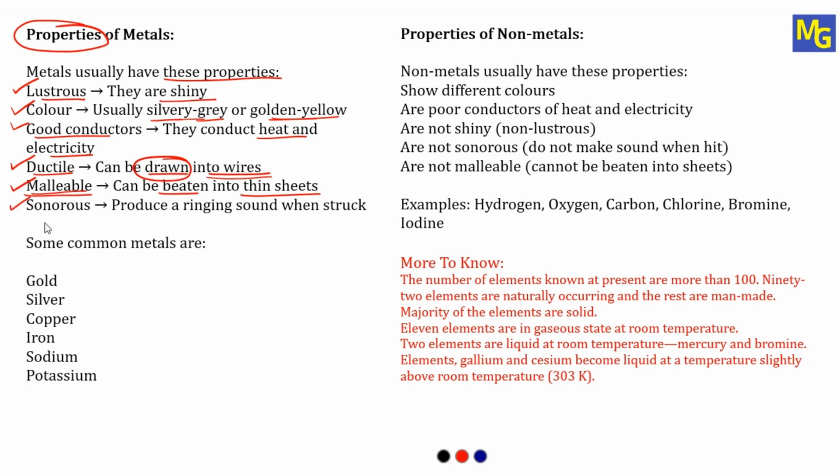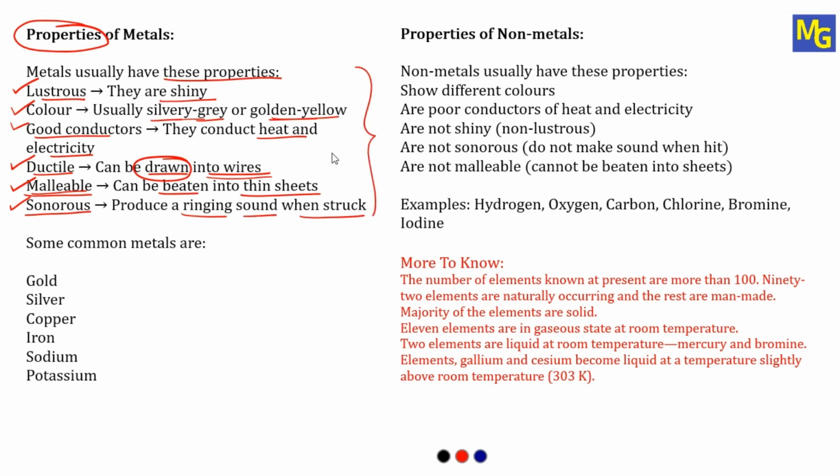And the last and important property is sonorous. Sonorous means producing sound when struck. So metals especially produce a ringing sound when struck. You may have seen the bells present in temples. When we strike those bells, you can hear a sound coming from those metals. So these are some of the properties of metals.